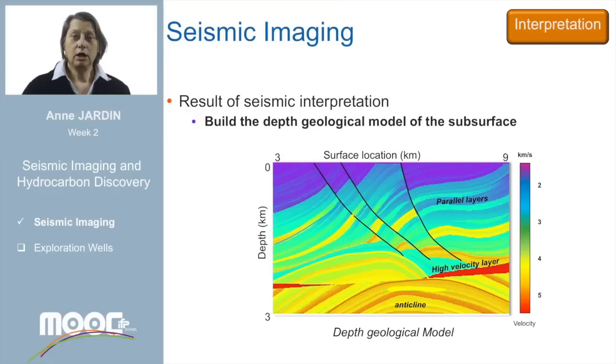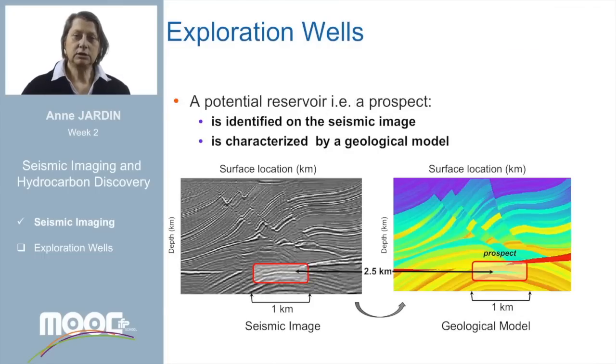On this image, the different types of sediments with specific velocity values are clearly visible. We distinguish shallow parallel layers broken by faults in the upper part of the image and a large anticline in the lower part of this image. A high velocity layer, shown in red, separates this upper part from the lower part. Based on the seismic image and the geological model, a potential reservoir trapped in the anticline structure can now be located in this target zone at a depth of 2.5 kilometers.